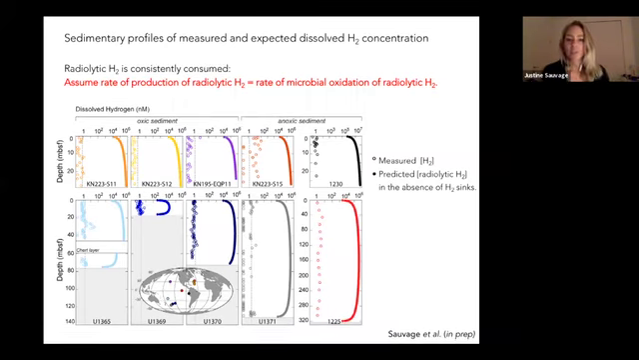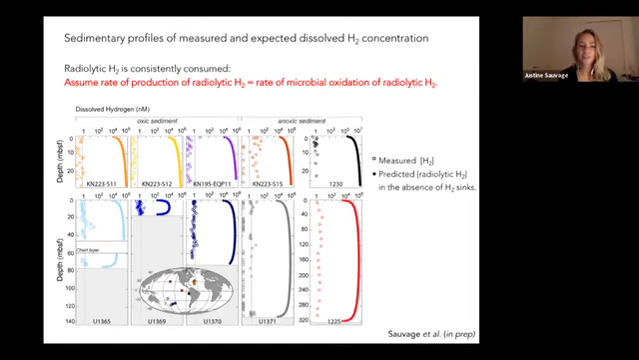Now, the first step is to constrain how much hydrogen is being produced downhole, and not only produced, but being consumed by microbes downhole, because we already have a theoretical idea of how much is being produced.